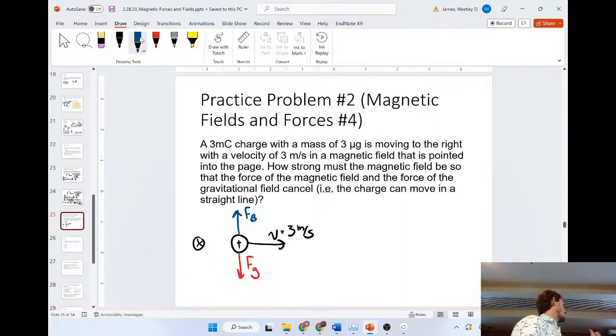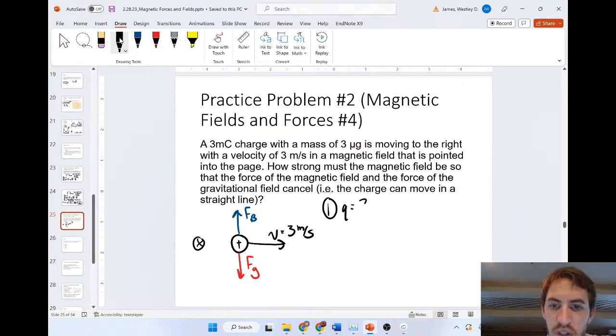So, great, picture, good. Let's go ahead and write down our givens. We have the charge, 3 microcoulombs, or sorry, 3 millicoulombs, so 3 times 10 to the minus 3 coulombs. We have the mass, and mass is always a fun thing to convert. We don't want to convert to grams. This is where, if you make a mistake, this is very likely what will happen.